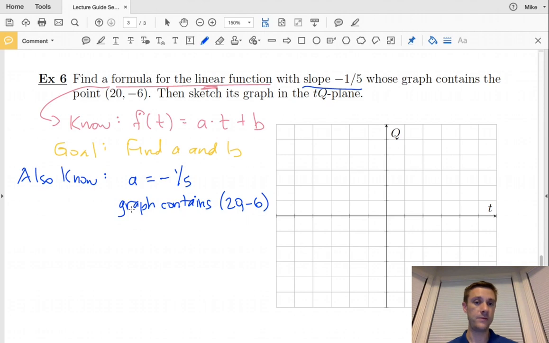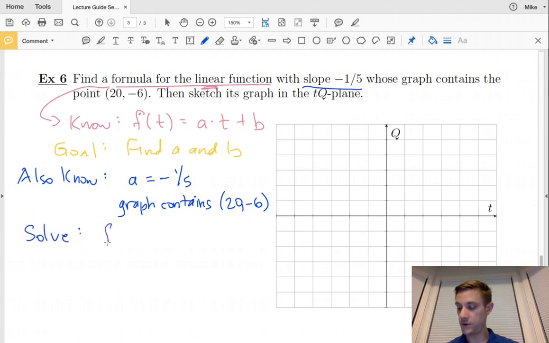Let's see. That means that if we tie together all the things that we know, we ought to be able to take this slope as the value of a, and one of these points, here's a t value, and here's a, technically q value, the output of this function. And if we tie together those two things with this formula, then the only thing that would be unknown is the value of b. And that's great because that's the thing that we're after right now. So now we're going to solve.